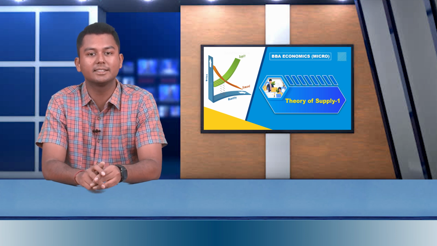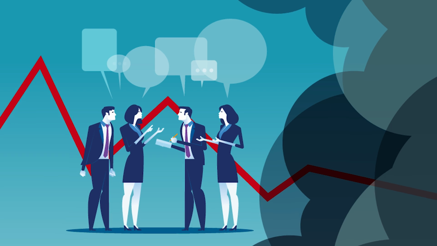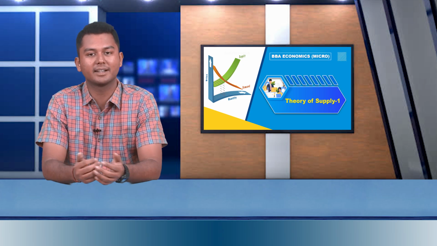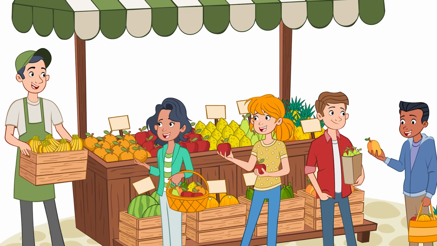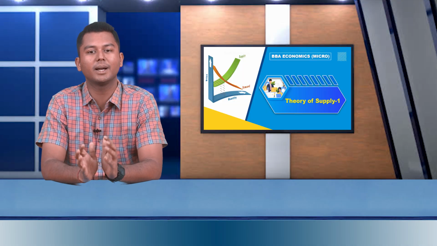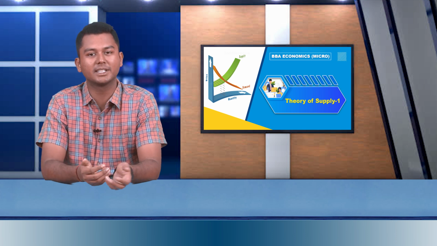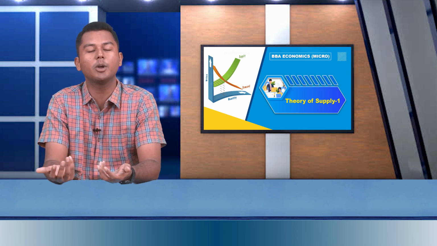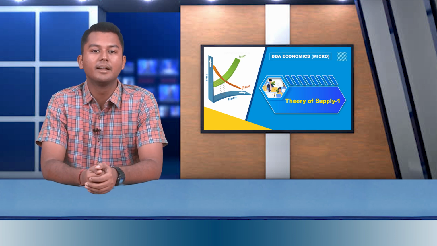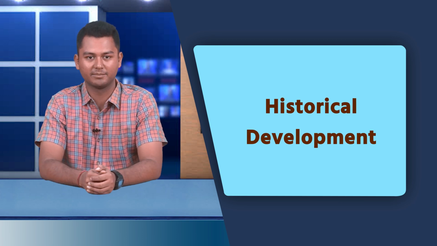Supply analysis is crucial for understanding market dynamics and business strategy. Just as consumer behavior drives demand, producer behavior drives supply. Producers aim to maximize profits while consumers aim to maximize satisfaction, and these different objectives create the interactions we observe in markets. Let us look at the historical development of supply for a broader perspective.